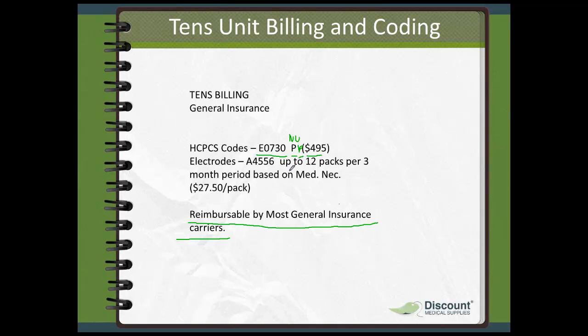It typically doesn't matter with the carrier if they have a prerequisite, like 3 months of prior chronic pain or acute pain. That's more for Medicare. But for general carriers, if they got hurt yesterday, you typically can provide them a unit today, again, based on your exam and your findings.